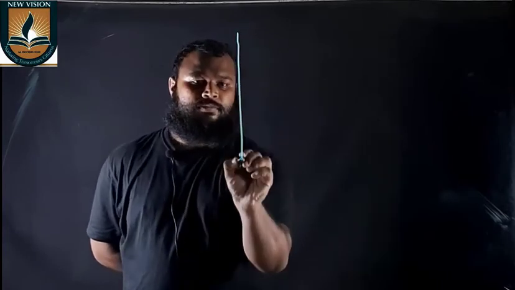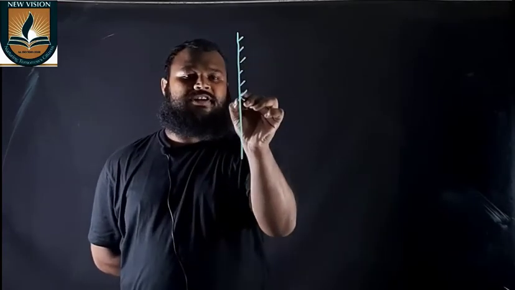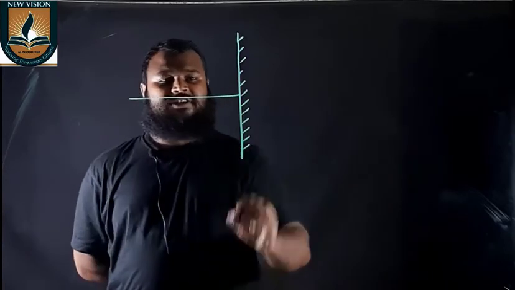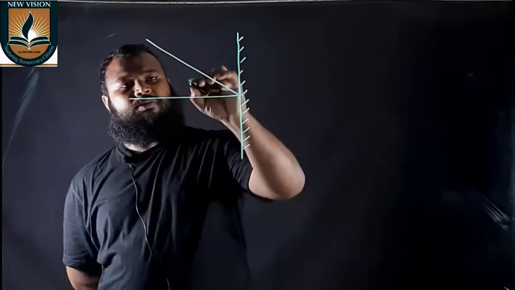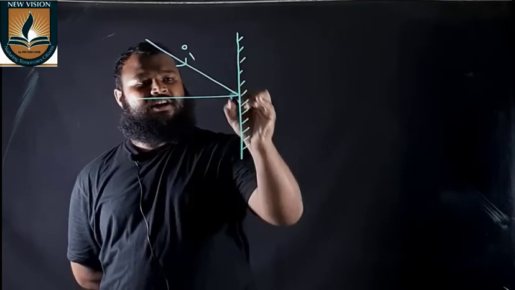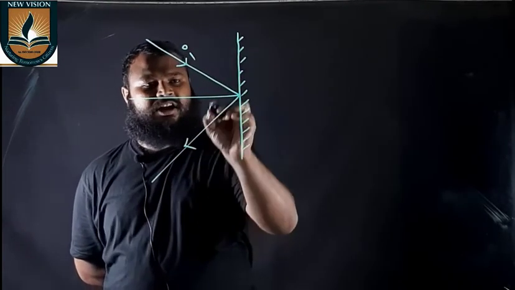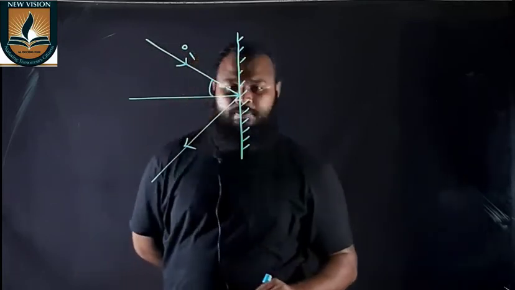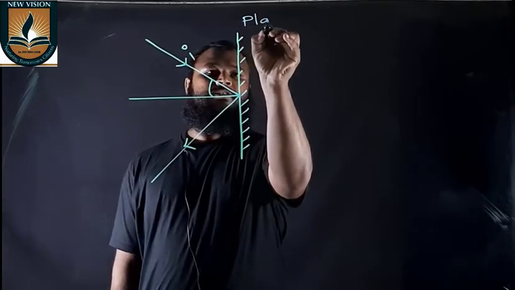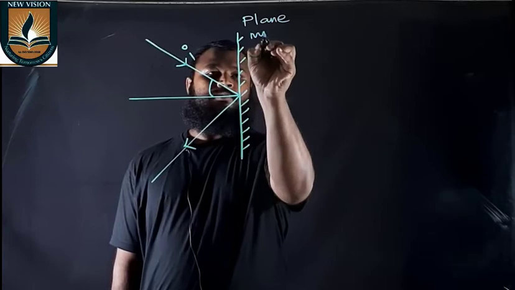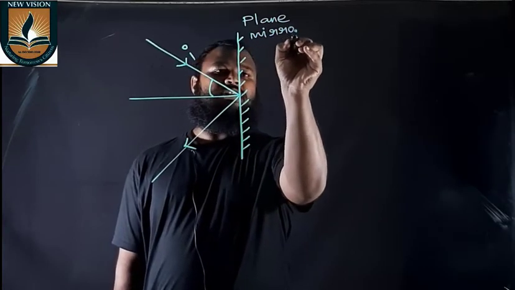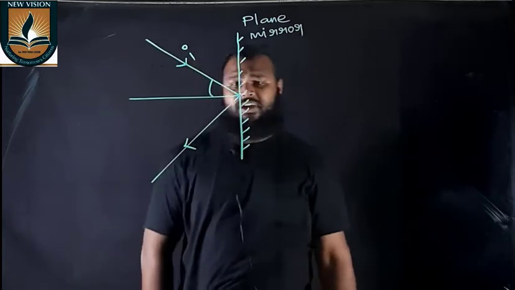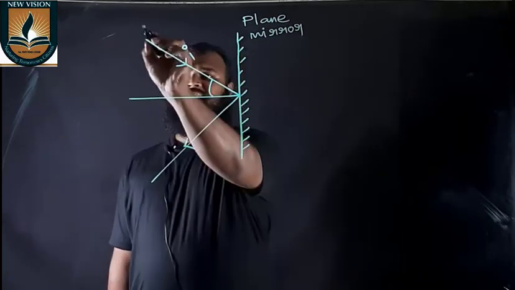Okay, now let's talk about reflection of light on a plane mirror. So consider a plane mirror, and this is the silvered surface, the non-reflecting surface, and this is the reflecting surface. So when you want to study the reflection of light, you draw a normal. This is the incident light and this is the reflected light. This is a plane mirror, which is coated with silver on one side and has a reflecting surface on the other side. So this is the incident light or incident ray.